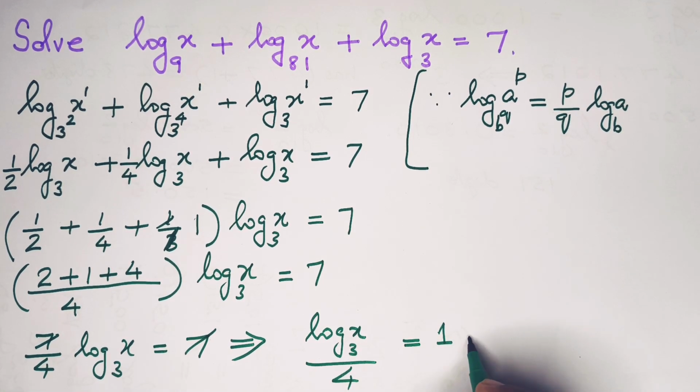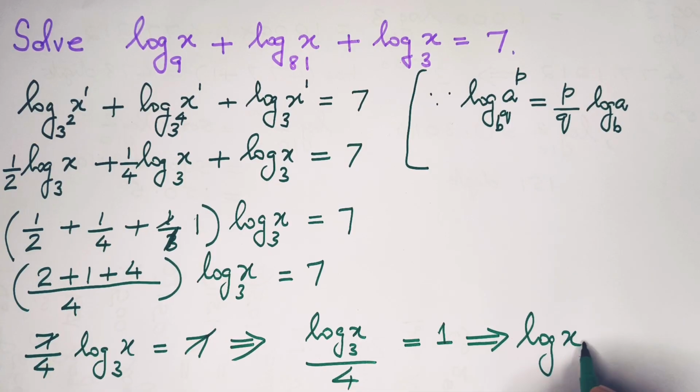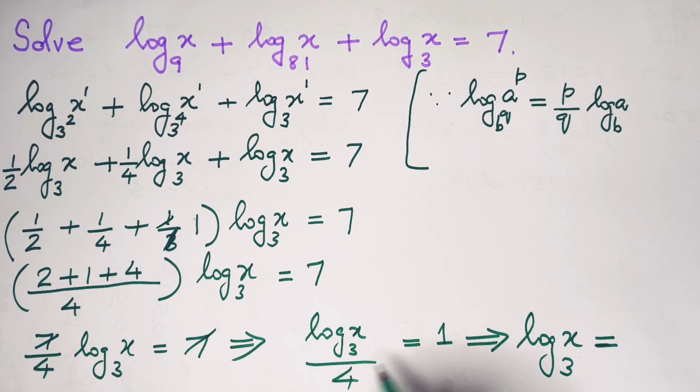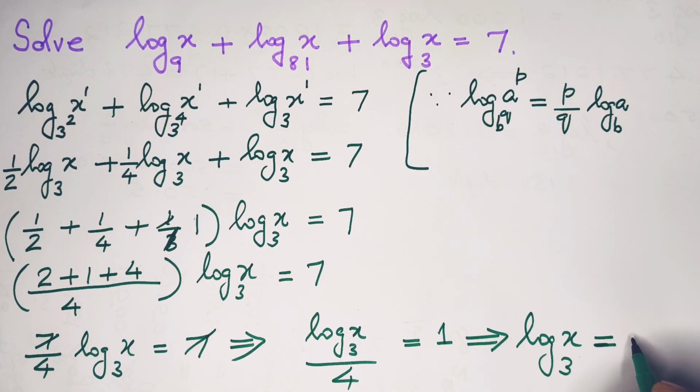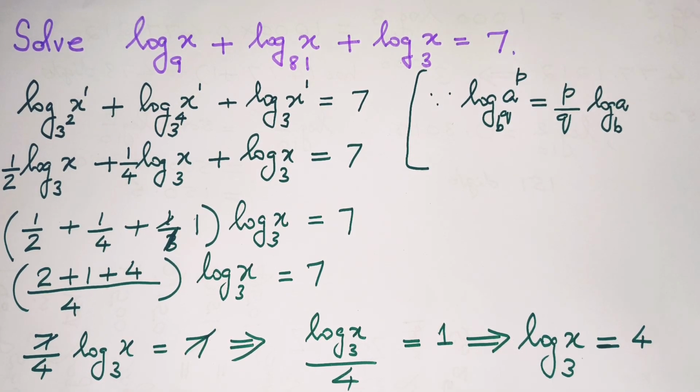Now take 4 to the right side. You will have log x to the base 3 equal to 1 multiplied by 4. Here it is division. On the right side it becomes multiplication. So 1 multiplied by 4. So we got log x to the base 3 equal to 4.